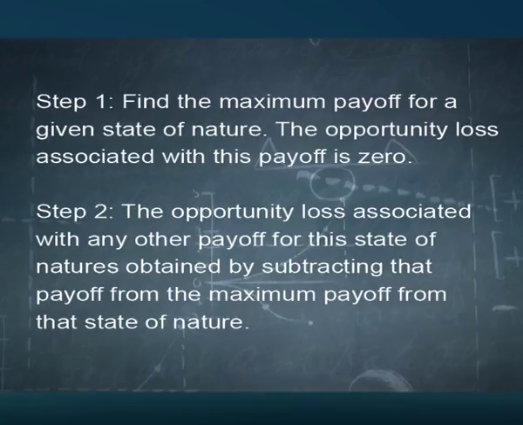And the procedure is, the first step: find the maximum payoff for a given state of nature. The opportunity loss associated with this payoff is 0. Step 2: the opportunity loss associated with any other payoff for this state of nature is obtained by subtracting that payoff from the maximum payoff for that state of nature.